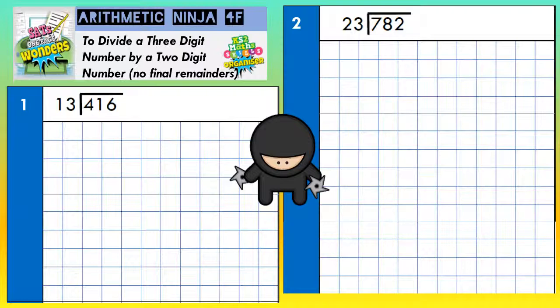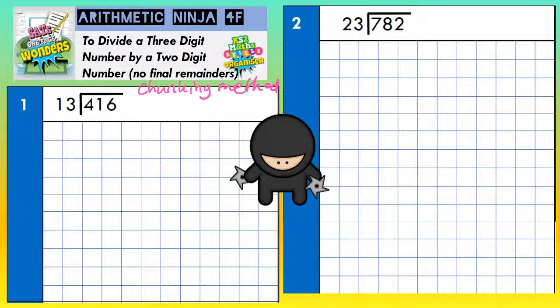In this, we're going to use a method called the chunking method. Now, the chunking method is where you repeatedly subtract chunks of the number that you're dividing by until there's nothing left. Or if there is something left, that will be your remainder. So question number 1, we've got 416 divided by 13.